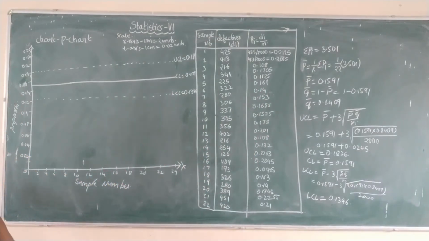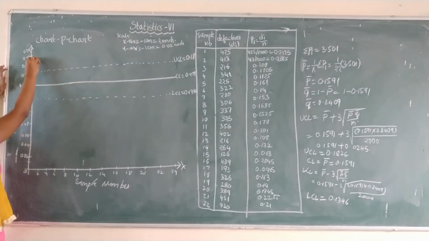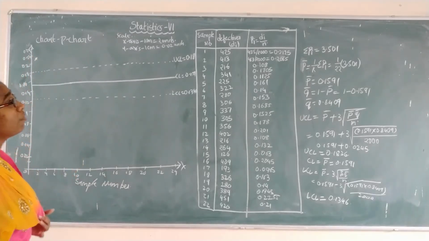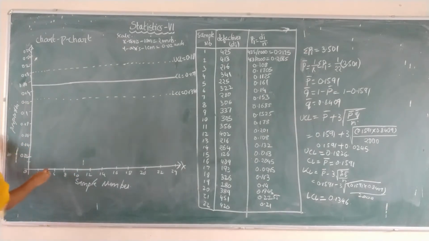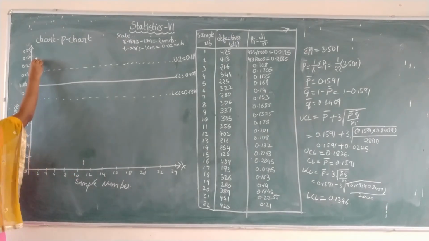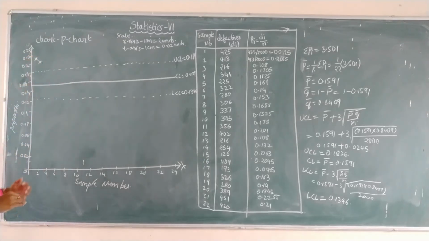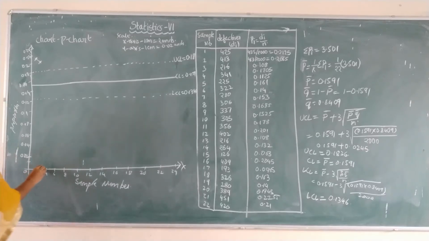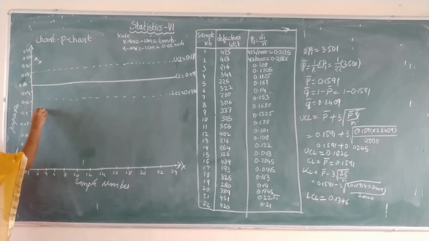First, corresponding to the first sample, what is the first pi value? 0.21. So 0.21 is here, in between 0.21 and 0.22. Next, corresponding to the second sample, the value is 0.20. So for the second sample, the value is here. Simultaneously, keep joining the points for easy understanding. Next, for the third sample, 0.10, it is here.